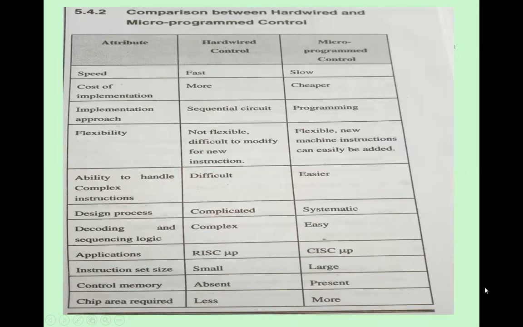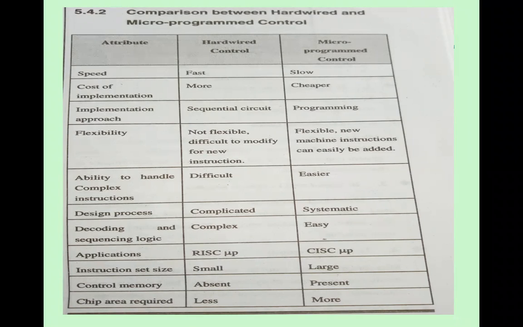If you could understand the hardwired control unit and its types, the microprogram control unit explanation is almost the same. So whatever we have discussed for the first concept, the same you will find in the microprogram control unit. The same thing you have to write there. You can use a different diagram to explain the microprogram control unit.